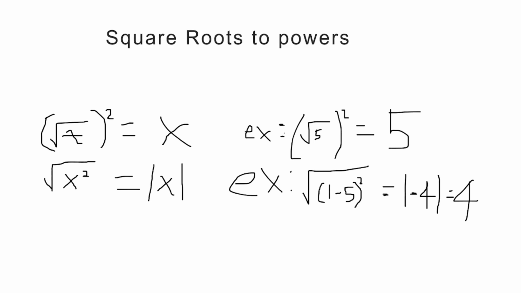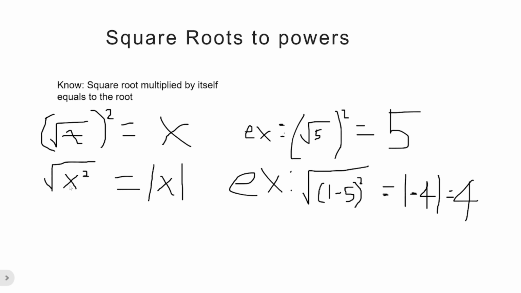And then we're going to be looking at square roots with powers. So we know that a square root multiplied by itself will equal the root. So here we see this, multiplied by itself, it will equal the root, which is x. So the answer is x. An example is the square root of 5 times the square root of 5, which is the root, which is 5. So we write 5 here.